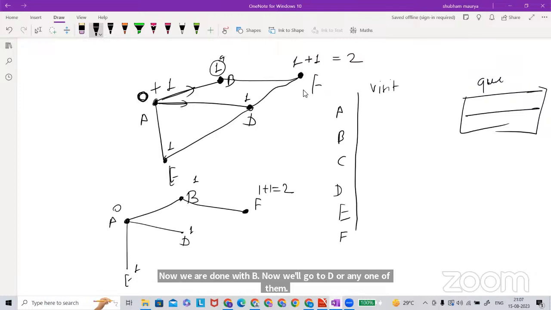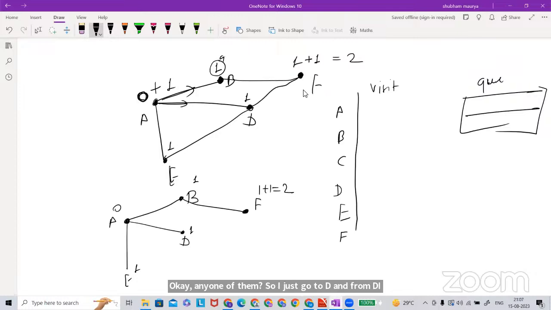So I just go to D, and from D I start exploring. I see only F, which is already visited, and from B it is already visited, and on the other side is E, which is already visited from A. So from D, all vertices are already visited, so we are not going to do anything. Now we reach E and start exploring E. From E we can visit A and D, which are already visited. That's why now we are going to end it. So we did the level 1 exploring.